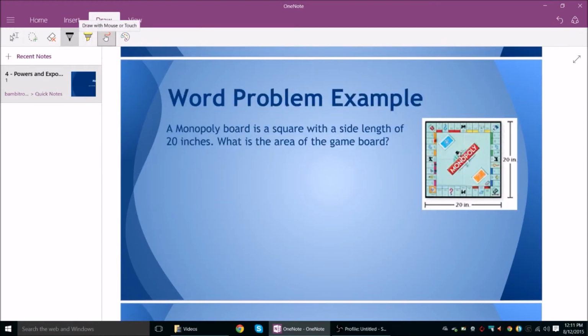Okay, let's start wrapping up. We're going to do one word problem example for you today. We're going to be a little quick and easy. And then I'll leave you with one and we'll be all done.